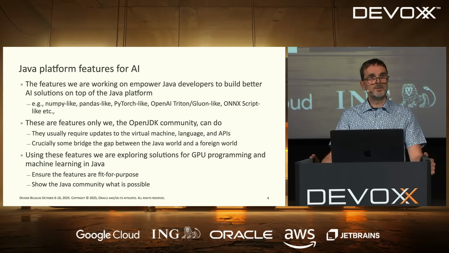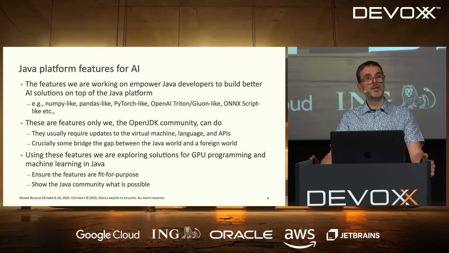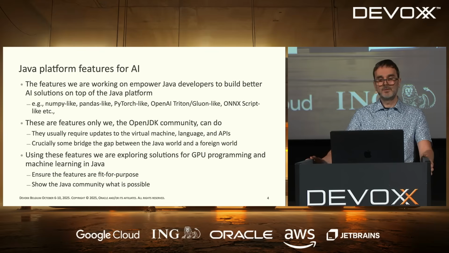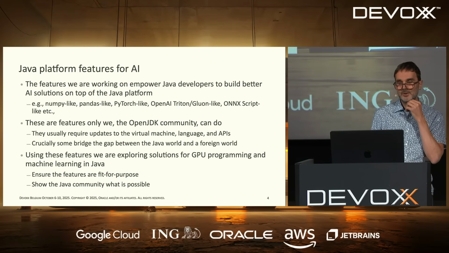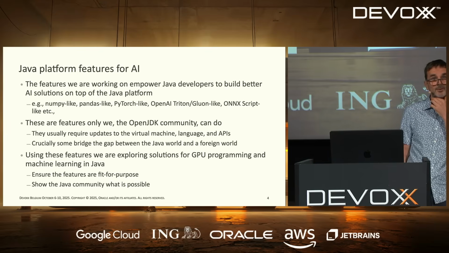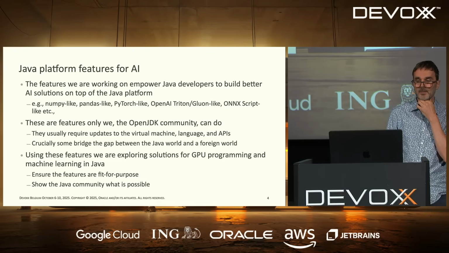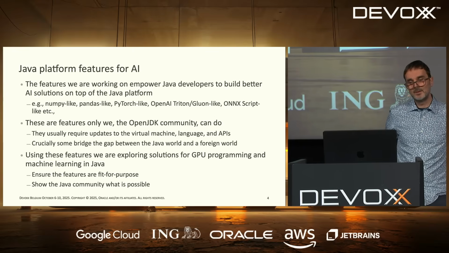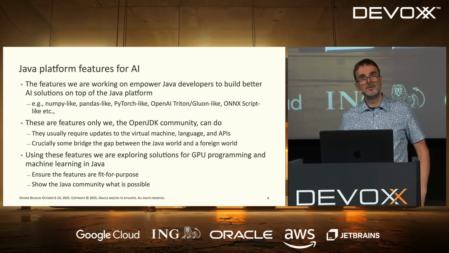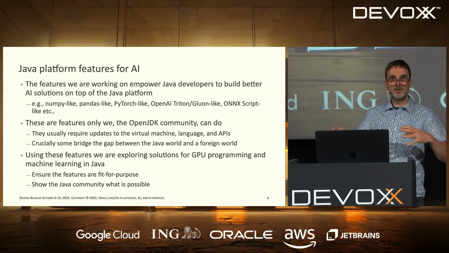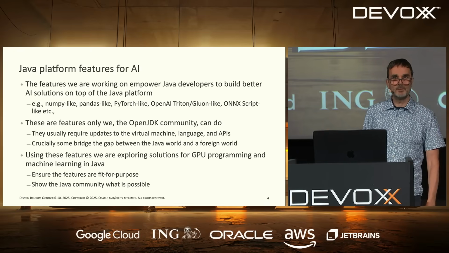The key thing is these are features that only we can do in the OpenJDK community. We don't want to do features that you can do as libraries in the platform. We want to provide, again, we want to empower you. So they often require either updates to the virtual machine, the Java language, and APIs, all three together sometimes. And crucially, as I said in the keynote, they commonly bridge the gap between the Java world and the foreign world. What I'd like to do is for Java to give a great big bear hug to all of the stuff that isn't in Java and let it idiomatically feel like Java when you're using it.